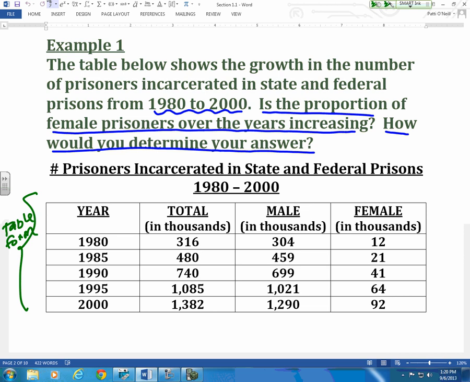We need to look at the table in order to answer the question that's being asked of us. We may not need all the information, and that's the biggest thing about numerical data. You might have to sort through it before you make a decision on what the best piece of the data is to use for the question being asked. So the proportion of female prisoners over the years increasing. How would you answer that question? How would you go about responding to that question? Take a second. You can pause the video, take a second to think about that. Look at the data table and figure out how you might answer that question. Is the proportion of female prisoners over the years increasing?